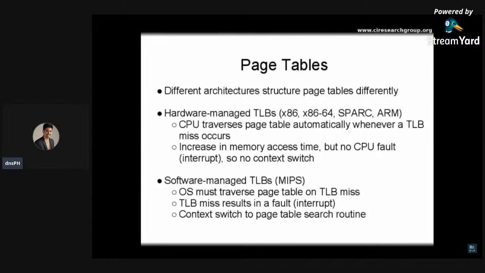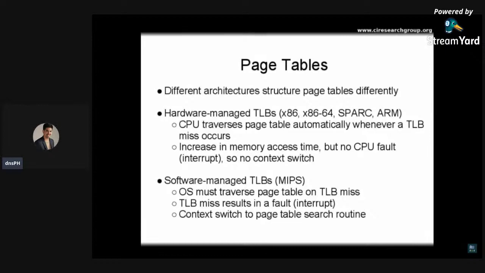Recall from the previous lecture that the page table stores mappings between page numbers and frame numbers. Whenever a TLB miss occurs, the page table must be searched to find the appropriate mapping. CPUs have differing levels of support for managing and searching the page tables automatically. On most modern systems, including x86-64 and ARM CPUs, page tables are managed and searched by the CPU automatically upon TLB miss. This search increases the memory access time, but no fault or interrupt is generated. As a result, the CPU does not have to perform a context switch.